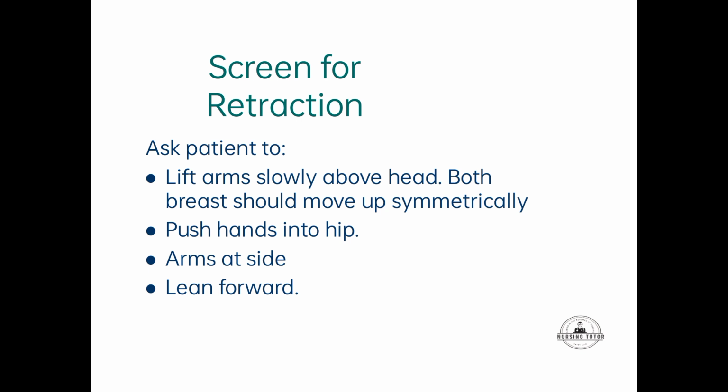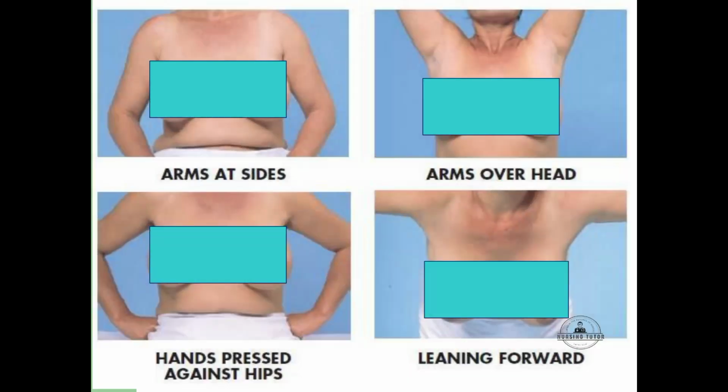Screen for retractions. Ask the patient to lift arms slowly above head. Both breasts should move up symmetrically. Push hands into hips. Lean forward. ये आपको ब्रेस्ट एग्जामिनेशन का ट्रिक्स बता रहा है कि कैसे हाथ को ऊपर करो, आर्म्स ओवर द हेड, आर्म्स एट साइड और हैंड्स प्रेस्ड अगेंस्ट हिप्स and leaning forward.